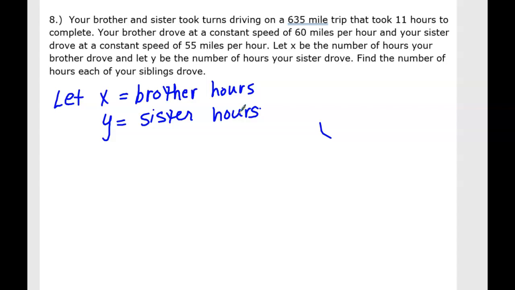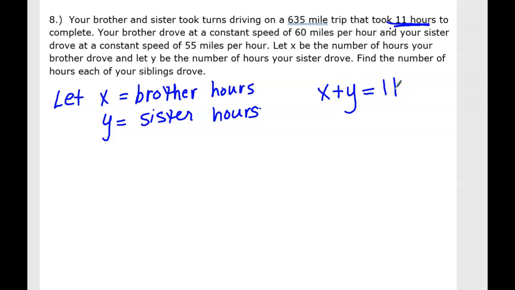Okay. Sometimes the easy equation is kind of hidden in there. All right. The trip took 11 hours. If the trip took 11 hours, that simply means that if I take my brother's hours and my sister's hours, I get 11. Okay, there's the easy equation.